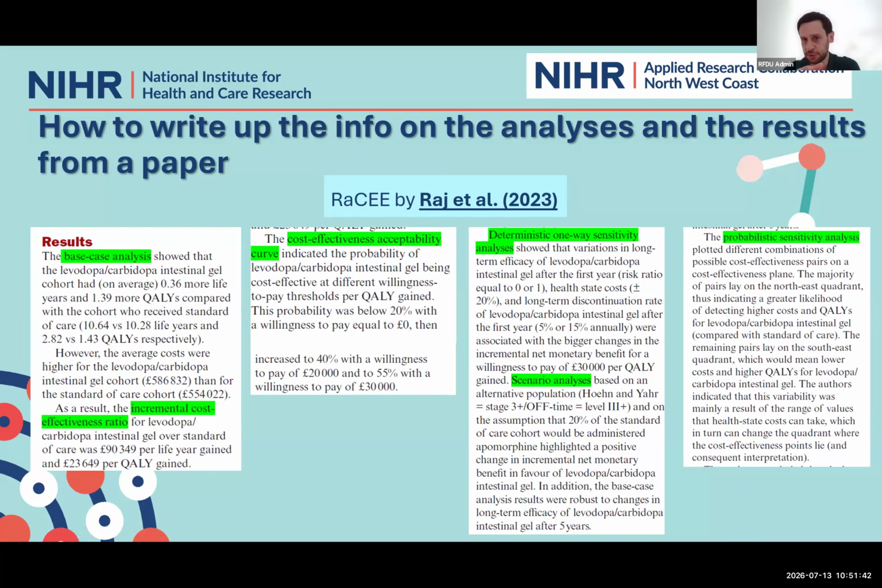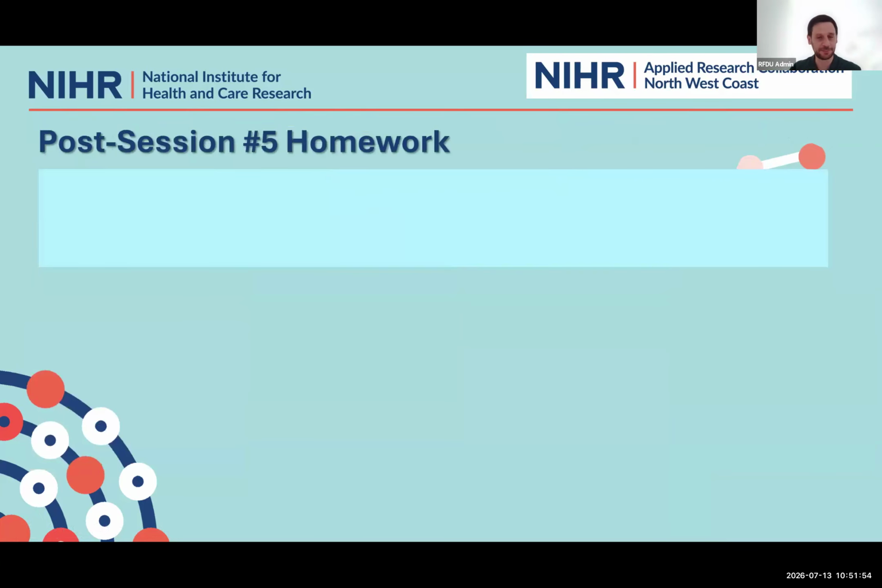And I'm not going to read the text in full, but you can have a look in your own time at the way we tried to summarize all these elements. Any questions?